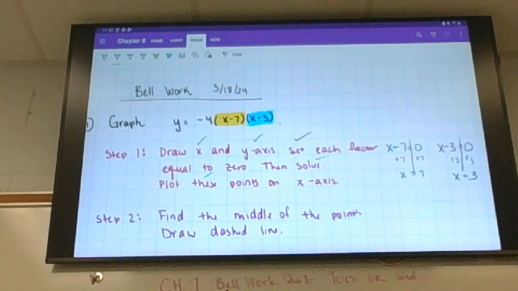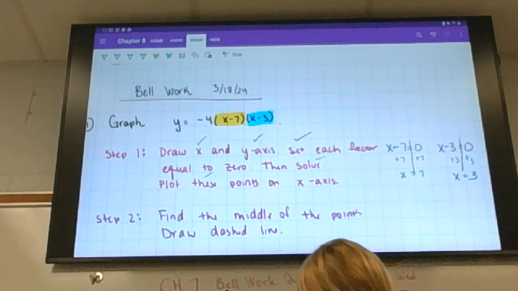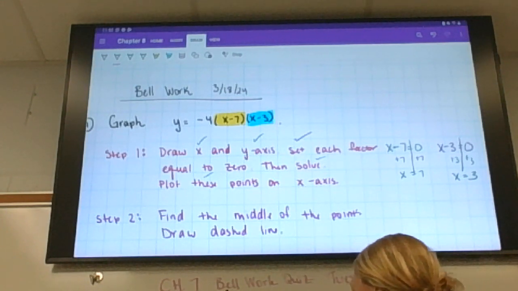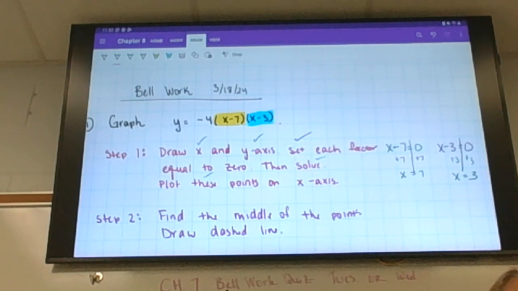Step 2 says, find the middle of the points, draw a dashed line. Does anybody know what the dashed line might be called? Axis of symmetry. So where's my dashed line? I'm going to start here. I'm going to count to the middle. Boom, boom, boom. Dashed line. X equals 5. And this dashed line in the perfect center is called the axis of symmetry.